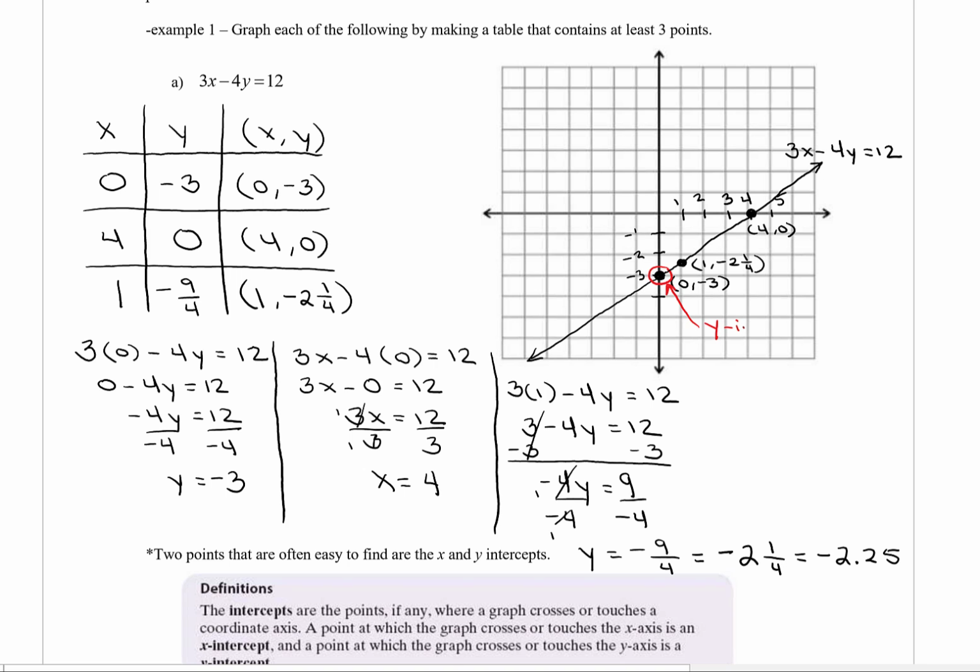Two points that are often easy to find are the x and y-intercepts. Definitions. The intercepts are the points, if any, where a graph crosses or touches a coordinate axis. A point at which the graph crosses or touches the x-axis is an x-intercept, and a point at which the graph crosses or touches the y-axis is a y-intercept.